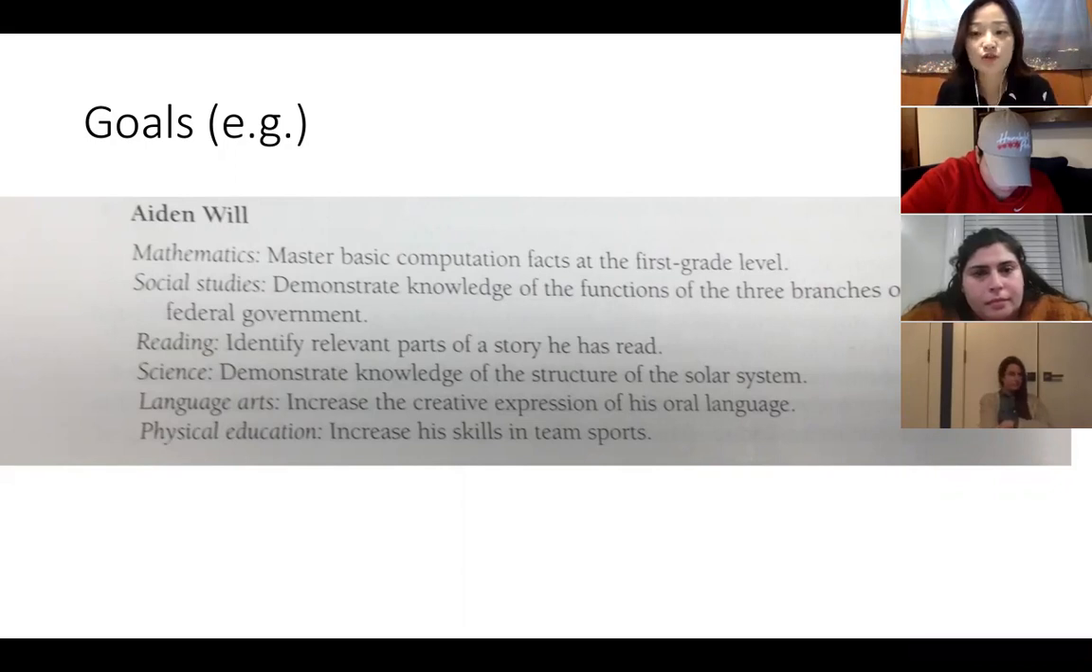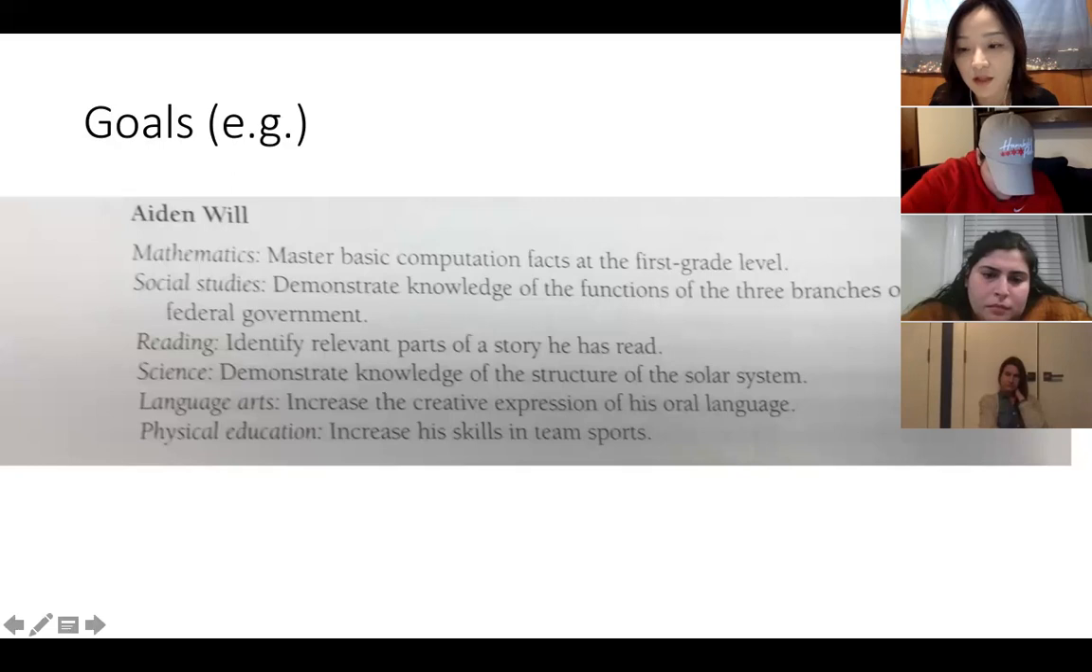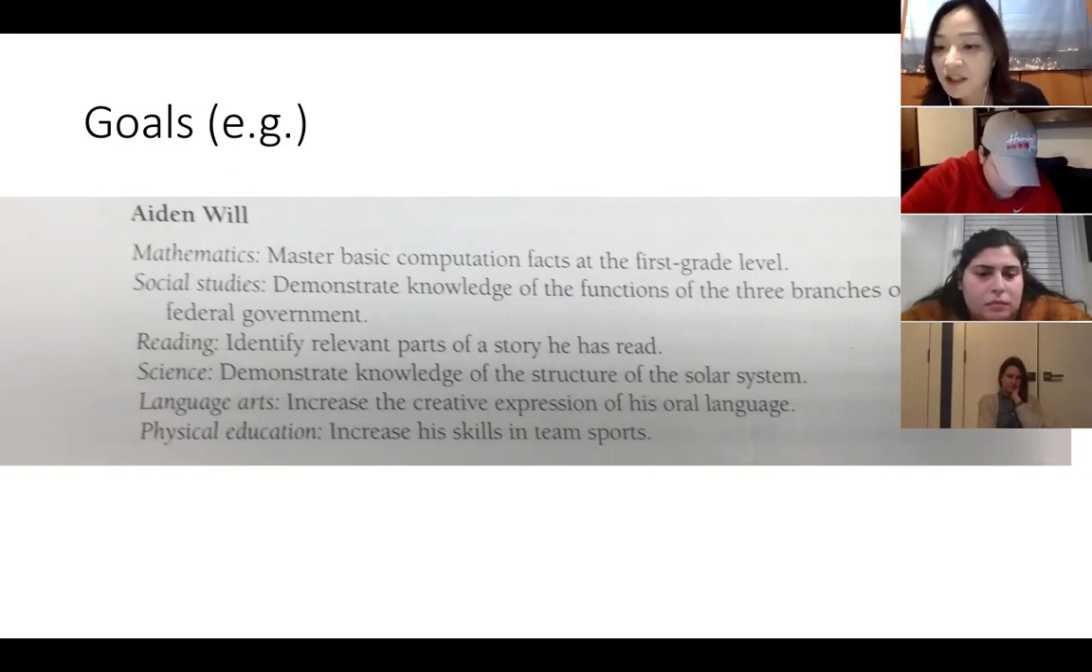So goals usually look broad. For example, in mathematics, Aiden will master basic computation facts at the first grade level. Very broad, right? And in social studies, Aiden will demonstrate knowledge of functions of the 3 branches of the federal government. You can tell it's very broad. It doesn't include any teachable components. It looks very similar to the state standard, right? Very broad.